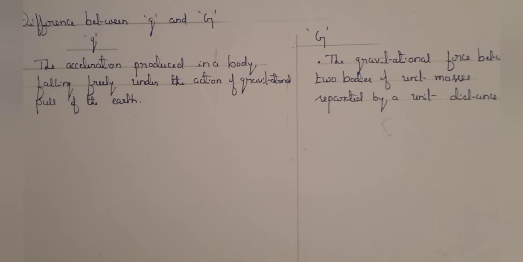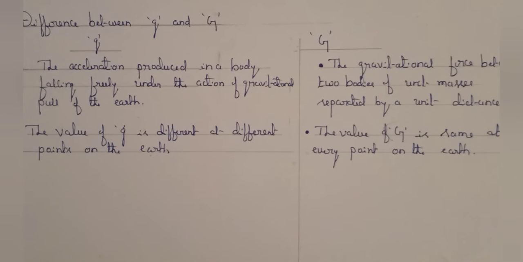Next, the value of small g is different at different points on the earth, but the value of capital G is same at every point on the earth. Next, the value of g decreases as we go above or below the surface of the earth, but the value of gravitational constant does not change with height or depth from the surface of the earth.